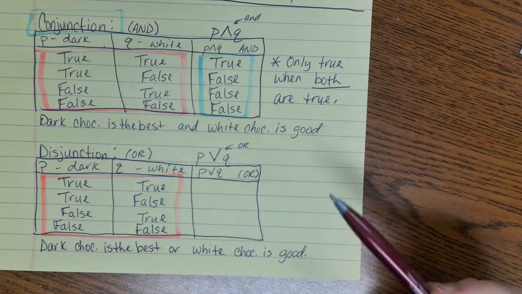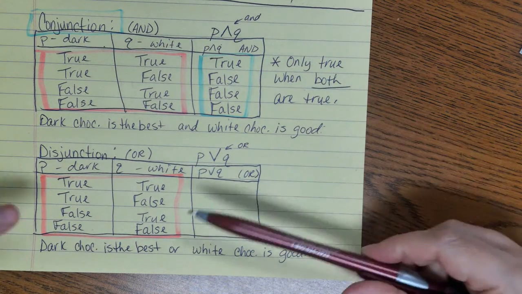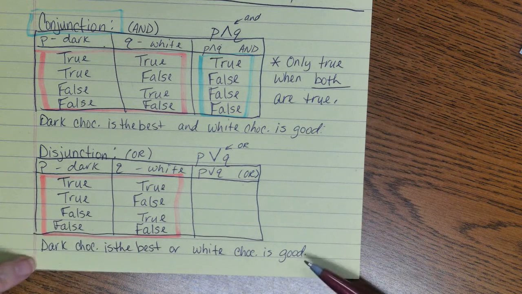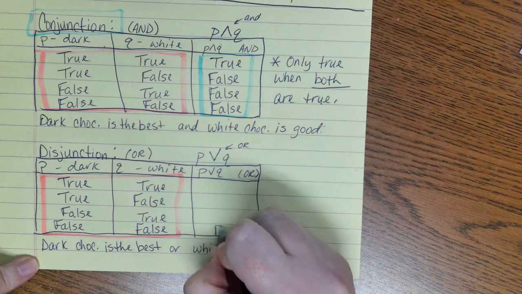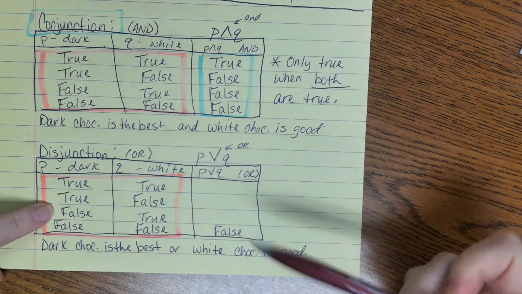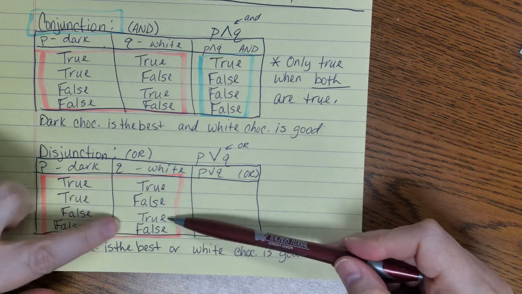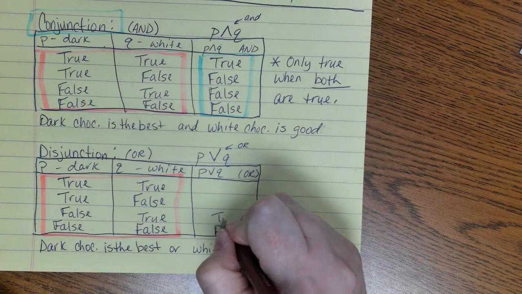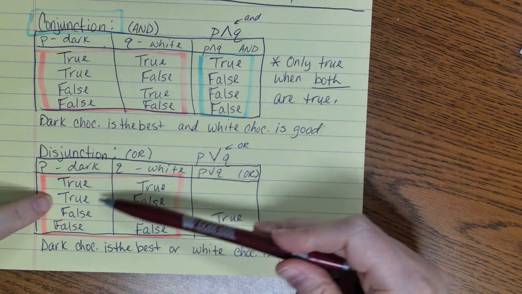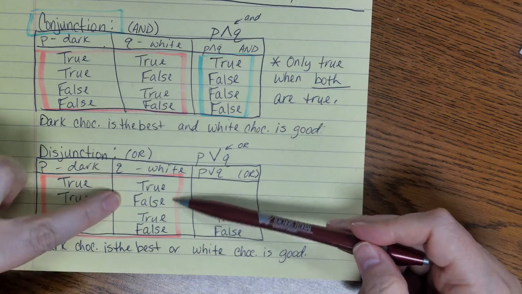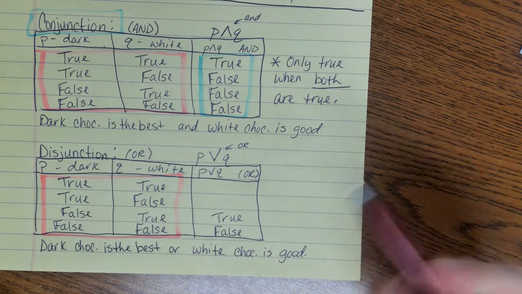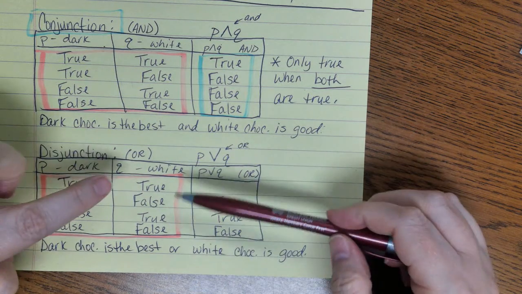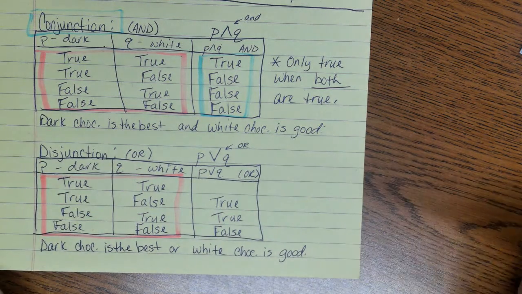Alright. So let's start with the bottom instead of the top this time. Okay. Dark chocolate's not the best. White chocolate's not good. Is this true or false? False. It's false. Okay. Here, dark chocolate's not the best. White chocolate is good. True or false sentence? True. Because it says or, right? Okay, here, dark chocolate's the best. White chocolate's not good. True or false sentence? True. Okay. Here, dark chocolate's the best. White chocolate is good. True or false sentence? False.